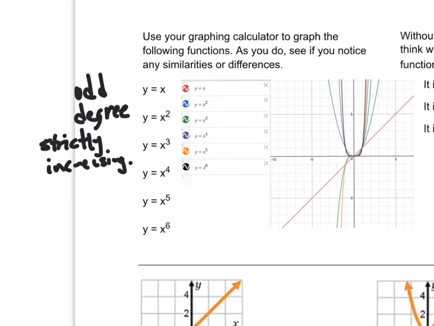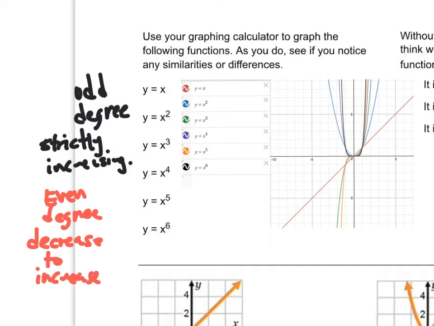Okay, if you have an even degree, that meant that you went from decreasing to increasing. You kind of had a parabola shape. You always had a minimum value. So even degree means you go from decreasing to increasing. Okay, and that's what you've got. So odd-numbered functions kind of behave the same way, and even-numbered functions behave the same way.